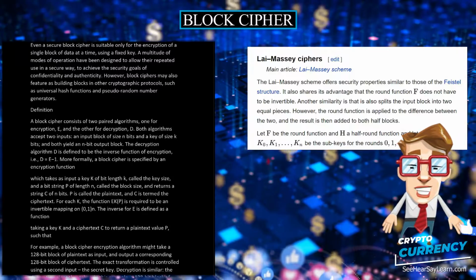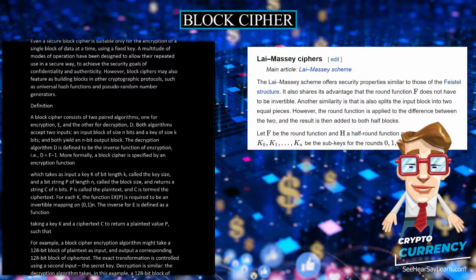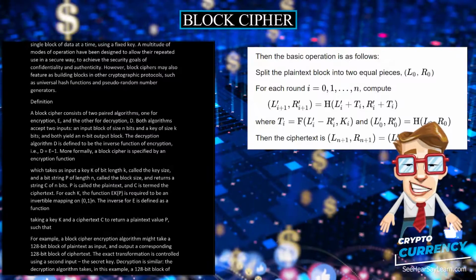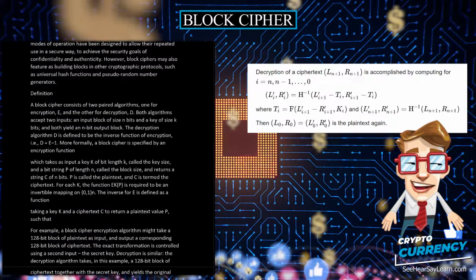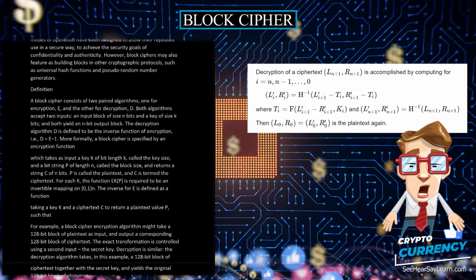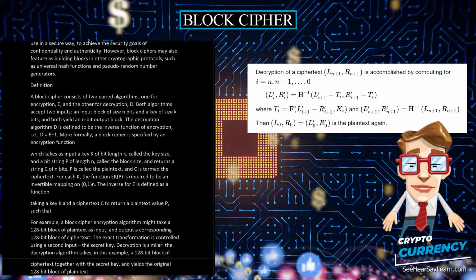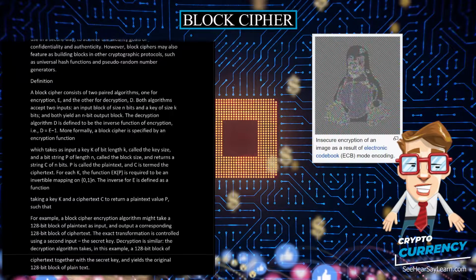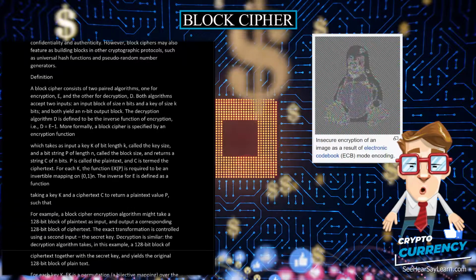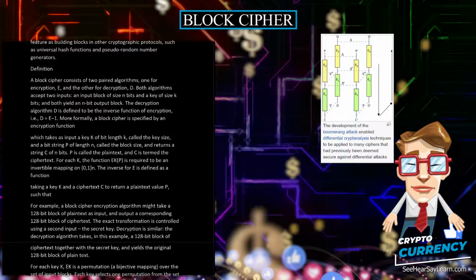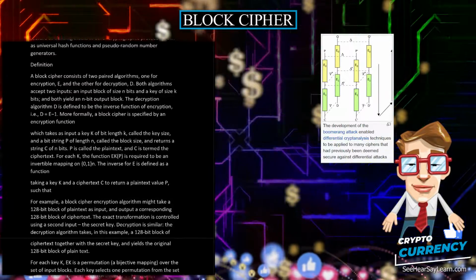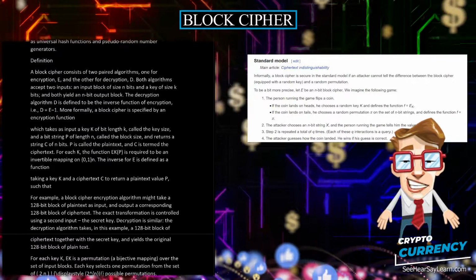Definition: a block cipher consists of two paired algorithms, one for encryption, E, and the other for decryption, D. Both algorithms accept two inputs, an input block of size n bits and a key of size k bits, and both yield an n-bit output block. The decryption algorithm D is defined to be the inverse function of encryption, i.e., D equals E^-1.